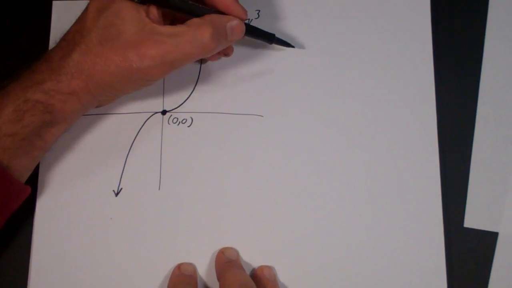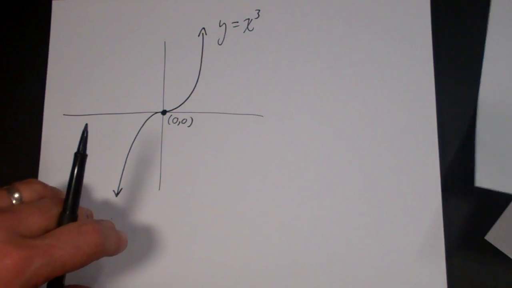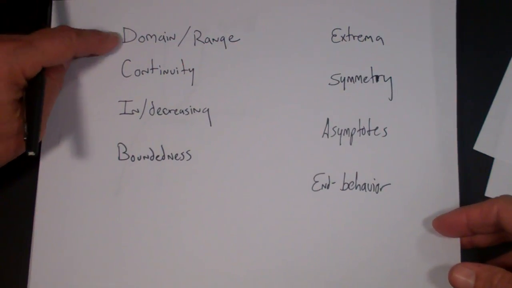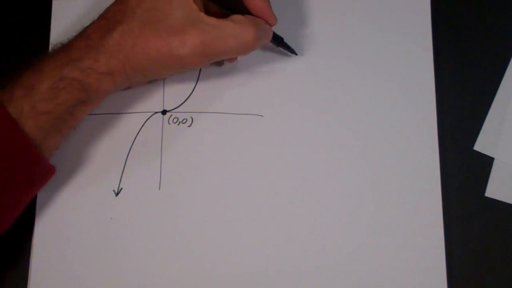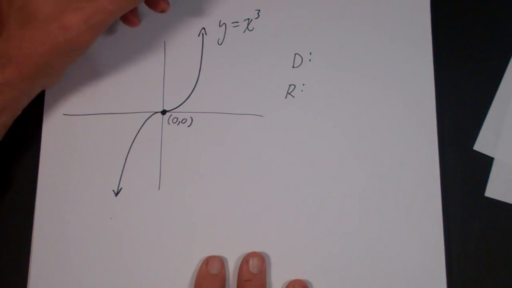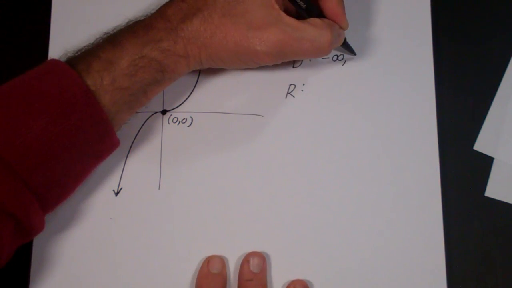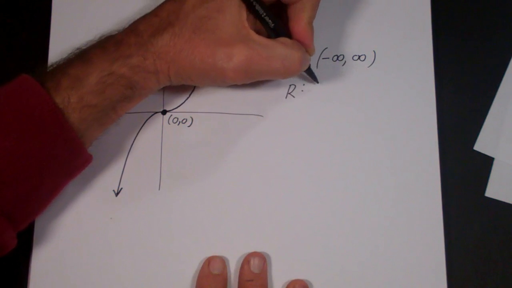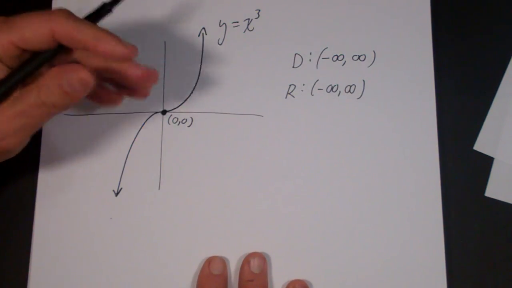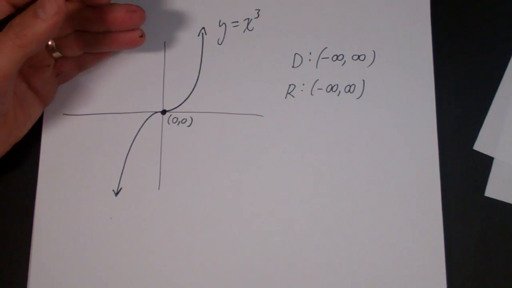And let's start with the attributes. If you start with the attributes, the first thing you're going to do is find domain and range. Domain and range are both very easy. They're both going to be all real numbers. In interval notation, the domain is negative infinity to infinity, and the range is negative infinity to infinity. In other words, x can be anything and y can be anything. So that's domain and range.